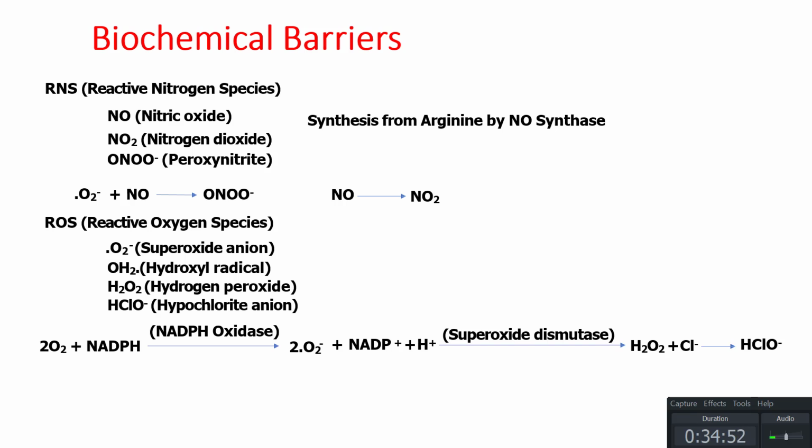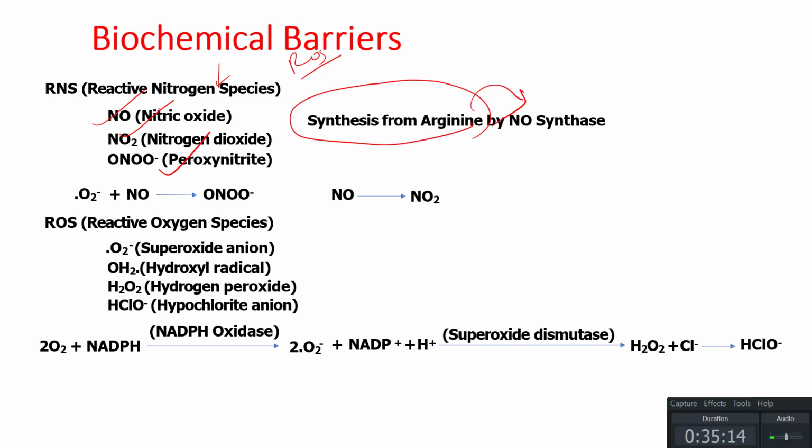Then we talked about the biochemical barriers. We have seen these things in previous classes also. They include reactive nitrogen species and reactive oxygen species. Reactive nitrogen species include nitric oxide, nitrogen oxide, and peroxynitrite, and these are all synthesized from nitric oxide. This nitric oxide is synthesized from arginine.